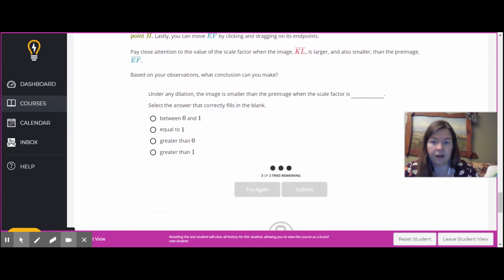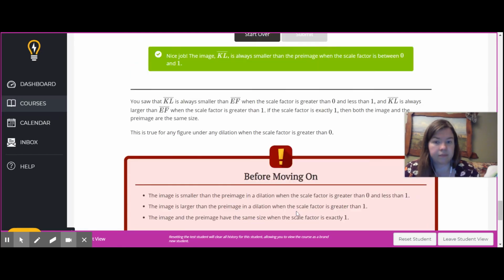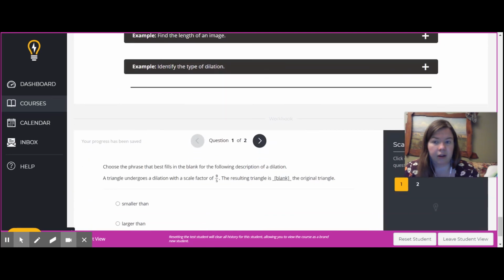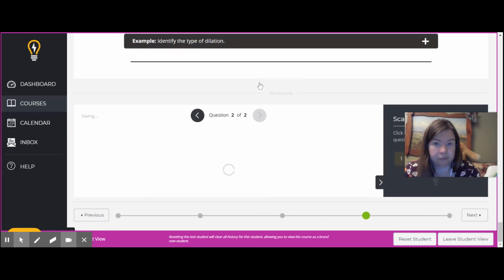Anyway, so under any dilation where the image is smaller than the pre-image, the scale factor would have to be between 0 and 1. Okay. So then a triangle undergoes a dilation with a scale factor of 9/5. So 9 is bigger than 5, meaning it's bigger than 1. So that means it's going to be larger than the next one.